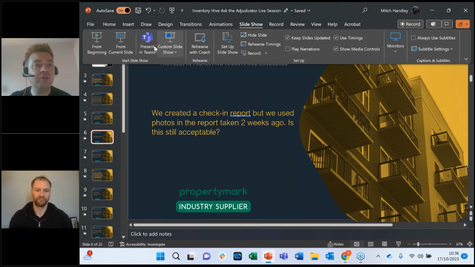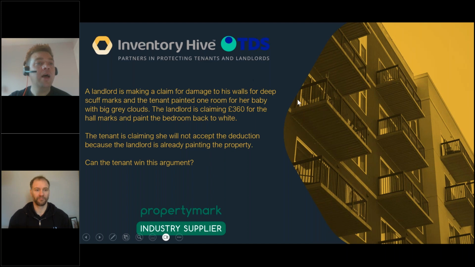Right, let's have a look at some more questions. A landlord is making a claim for damage to his walls for deep scuff marks, and the tenant painted one room for a baby with big grey clouds. Lovely, nice. The landlord is claiming £360 for the scuff marks and to paint the bedroom back to white. The tenant says she will not accept the deduction because the landlord is already painting the property. Can the tenant win this argument?